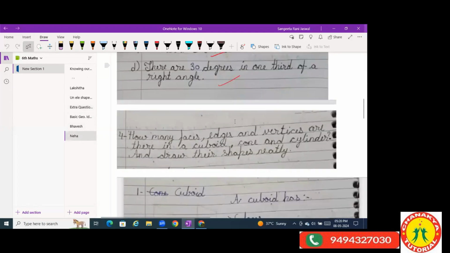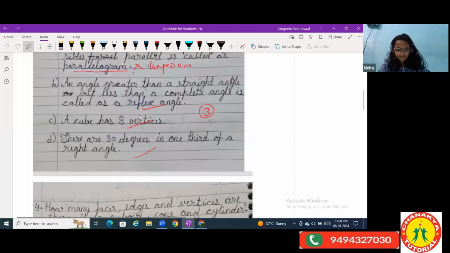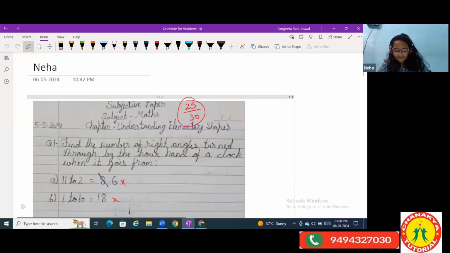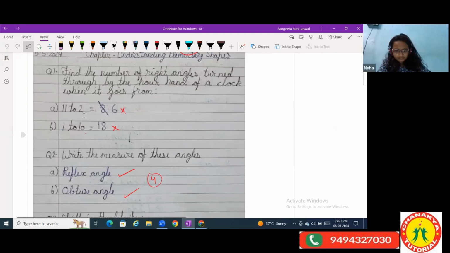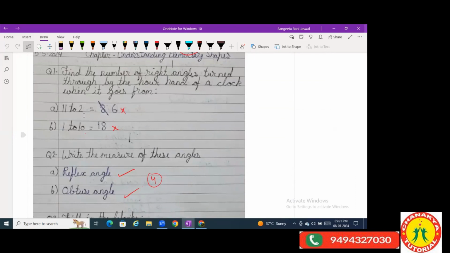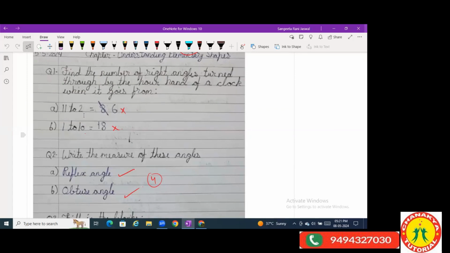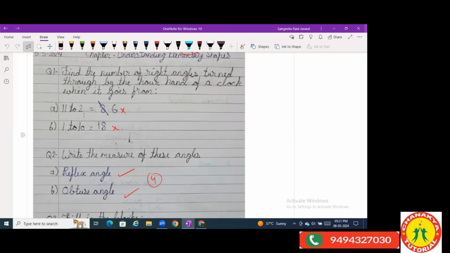Neha, this is your previous test paper. Just see your mistakes. Find the number of right angles turned through. You made a mistake here. From 11 to 2, from 11 to 12 is 1 hour, then 12 to 1, then 1 to 2. That's 3 hours. So 3 hours means one right angle. Right? And from 1 to 10, it was 3 right angles.